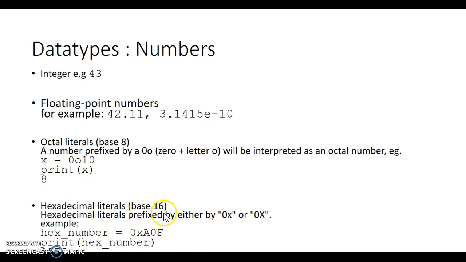Hexadecimal, or base 16, numbers are prefixed with a 0 and the letter X. It doesn't matter if it's uppercase or lowercase. So you can see here, this is my hex number. It's 0x, so it tells me it's hex. And then I have an A, 0, and an F. So F is in the units, 0 is in the 16s, and A is in the 16 multiplied by 16. And that gives me a value of 2575. Okay, let's just have a look at some of that code.